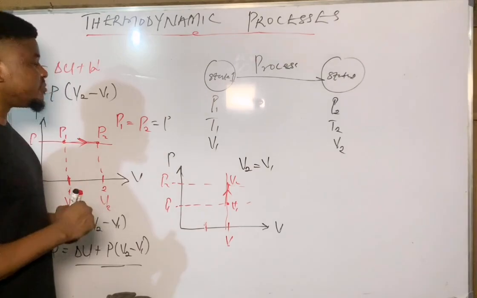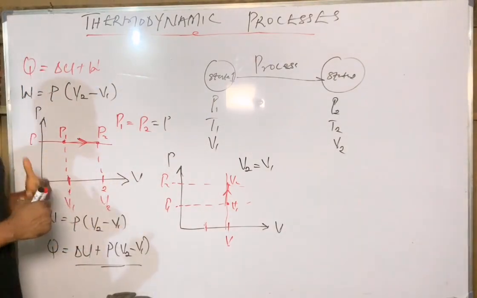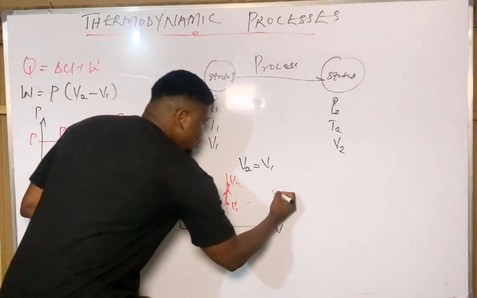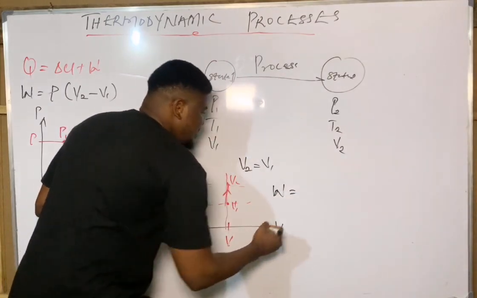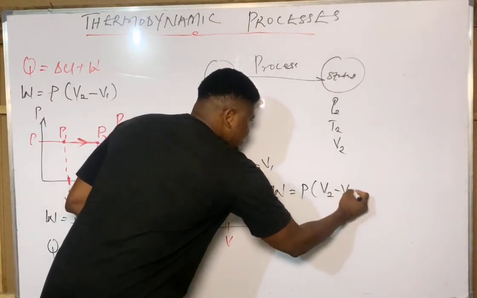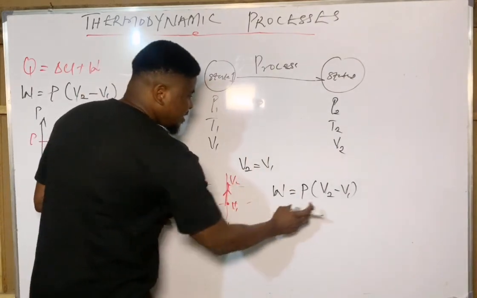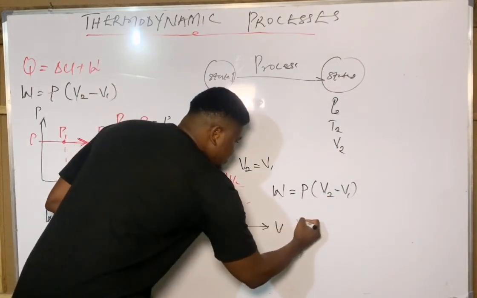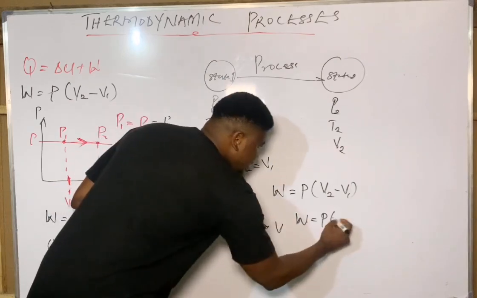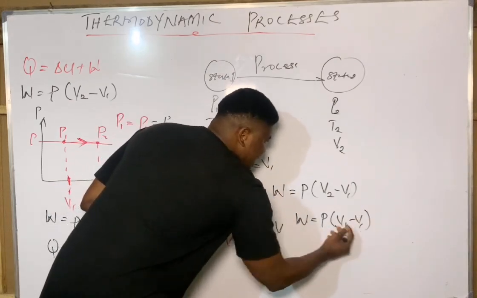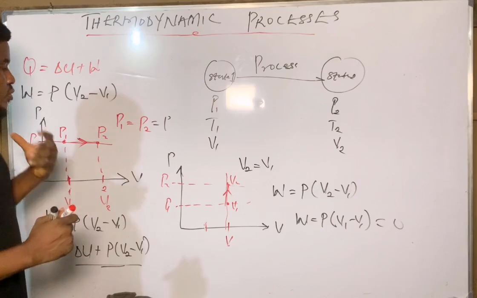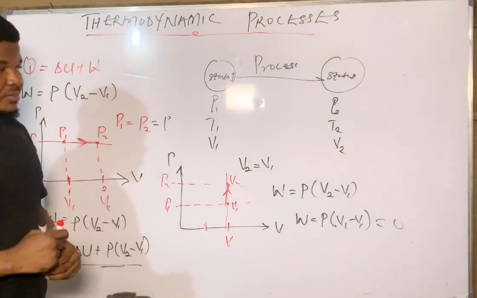If the initial volume is equal to the final volume, it simply means that there is no work done for a constant volume process. Why? Because mathematically, in thermodynamics, work done is pressure multiplied by change in volume, (V2 minus V1). If V2 is equal to V1 and you plug that into this equation, work done is equal to P times (V1 minus V1), and that gives us 0. So for a constant volume process, work done is equal to 0.